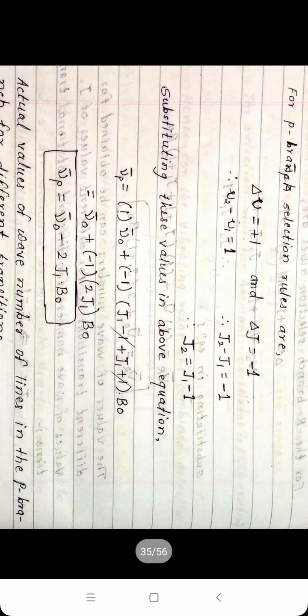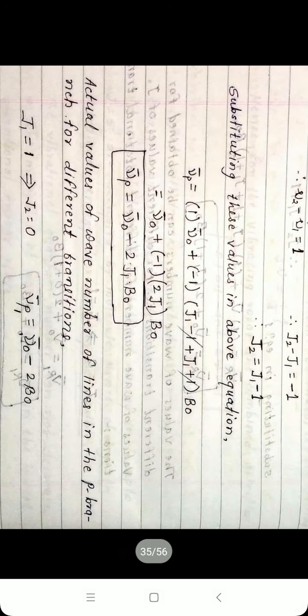That P branch region, delta v is plus one, but delta J is minus one. Remember that delta v is plus one, therefore v2 minus v1 is 1, and J2 minus J1 is minus 1. Therefore, J2 is equal to J1 minus 1. Substitute that value of v2 minus 1 and J2 in the above general equation. We get the equation as mu bar P, that is the wave number of a line in the P branch region, is equal to mu bar 0 minus 2 J1 B0.